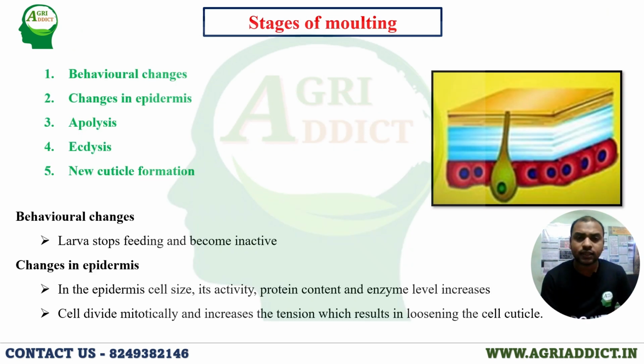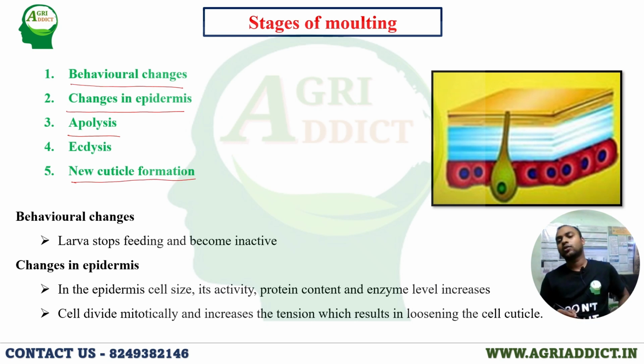So these are the stages of molting. There are 5 stages of insect molting. The first one is behavioral changes. Second is the changes in epidermis. Third is apolysis. Then the fourth one is ecdysis, and the fifth one is the new cuticle formation. I will discuss each step in a detailed manner.